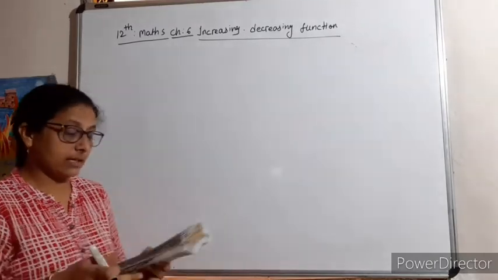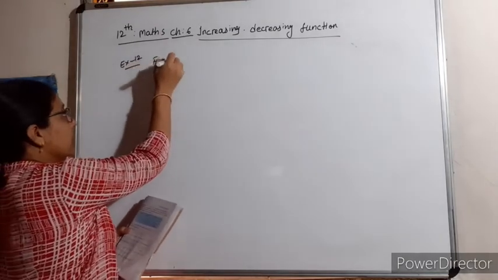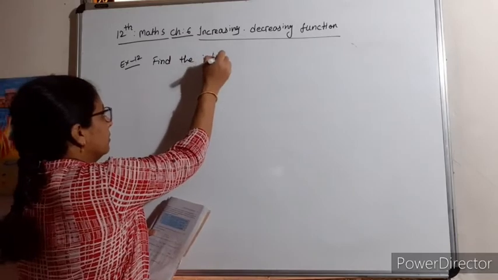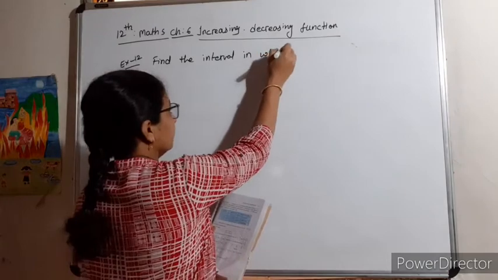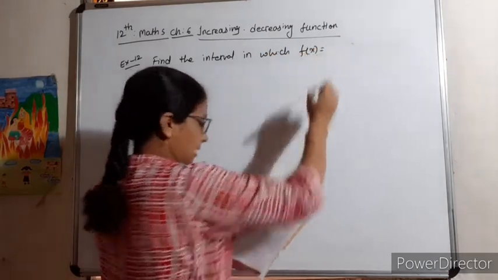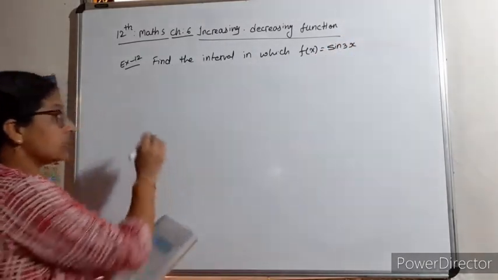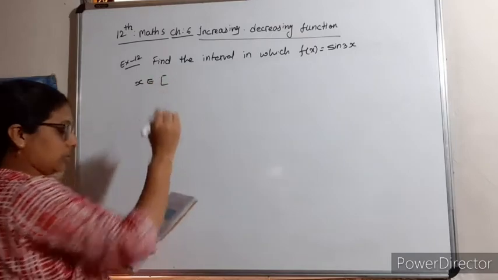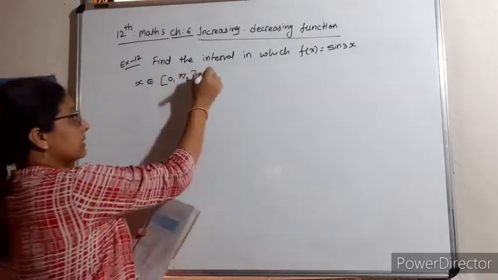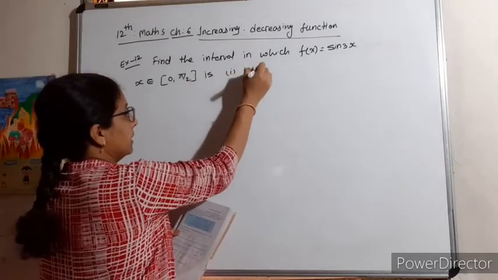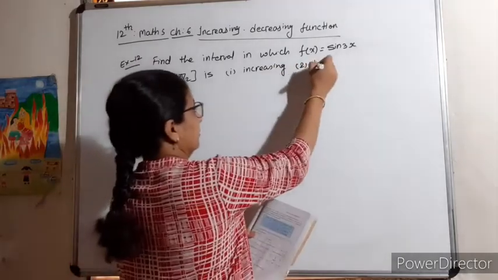So example 12 is: find the interval in which f(x) is equal to sin 3x, x belongs to the closed interval 0 to pi by 2, is increasing and decreasing.